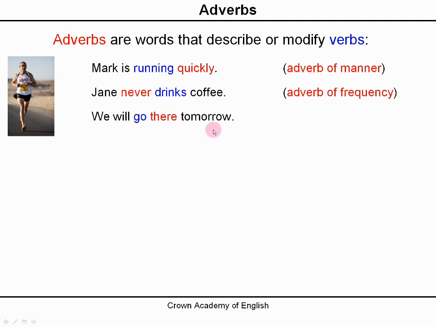We will go there tomorrow. So there is an adverb of place. It is describing where we will go.